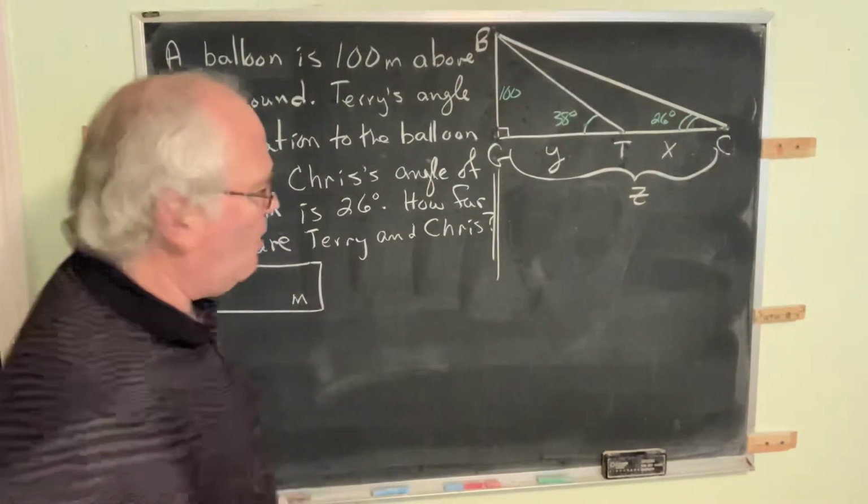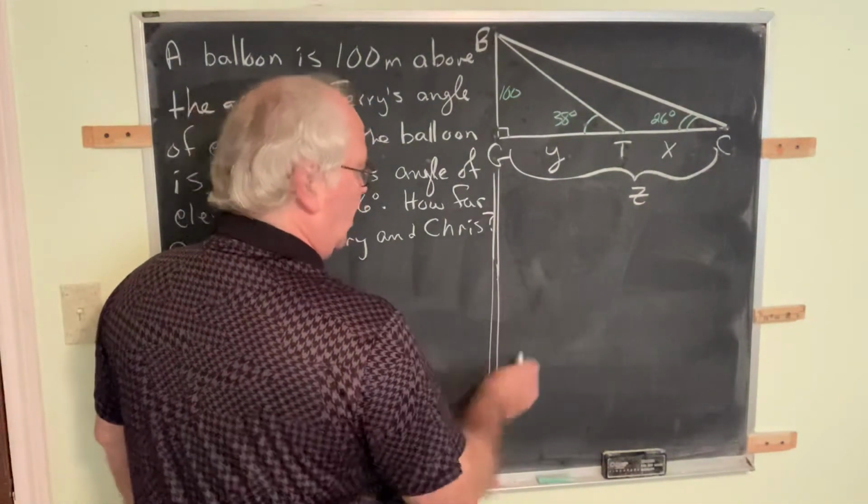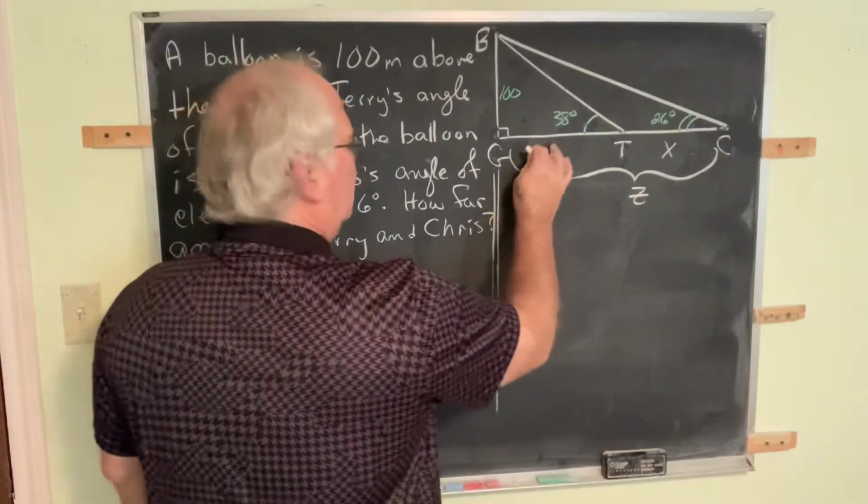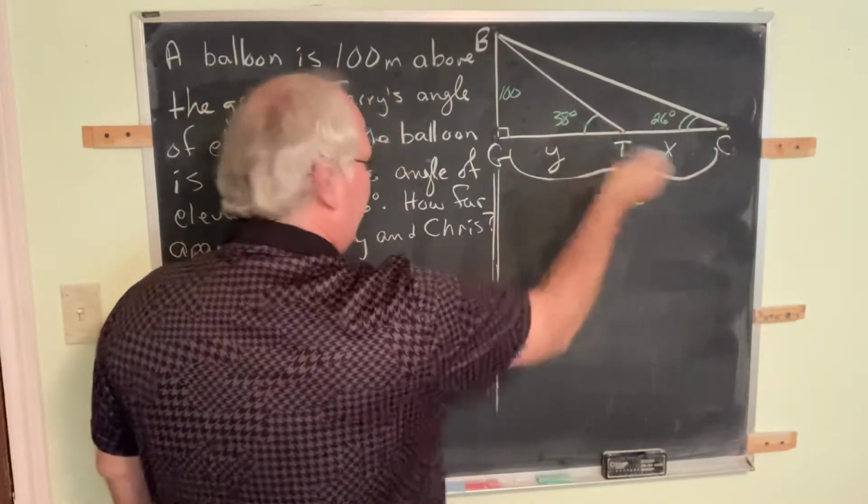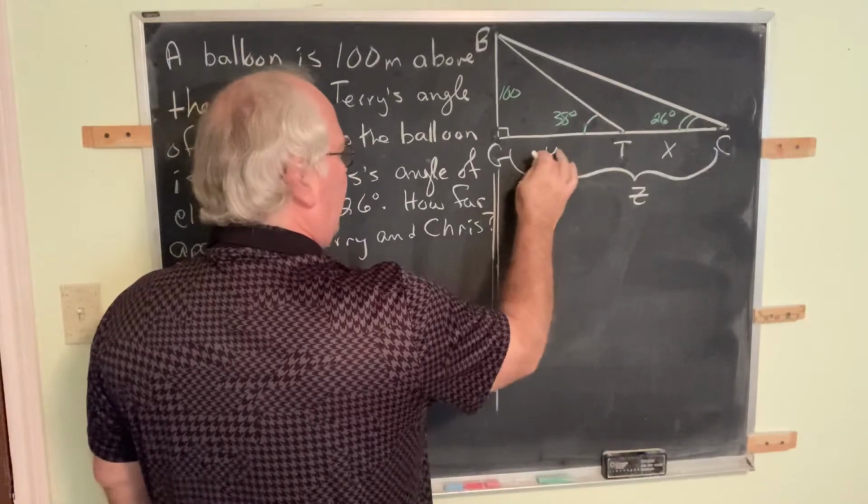All right, so let's see how well I can do this. See if I can match your work. Let's work with the small. It doesn't matter which one we find first. We have to find them both. So let's work with the small triangle first.